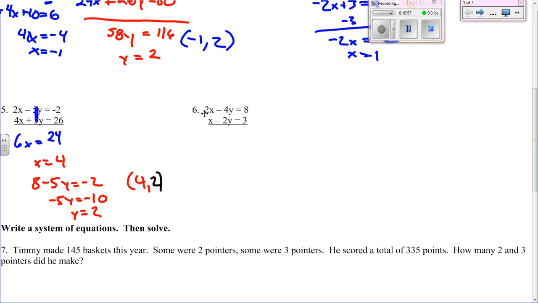Number 6, I'm going to multiply the bottom by a negative 2. That'll cancel my x's out. So the top still stays the same, 2x.